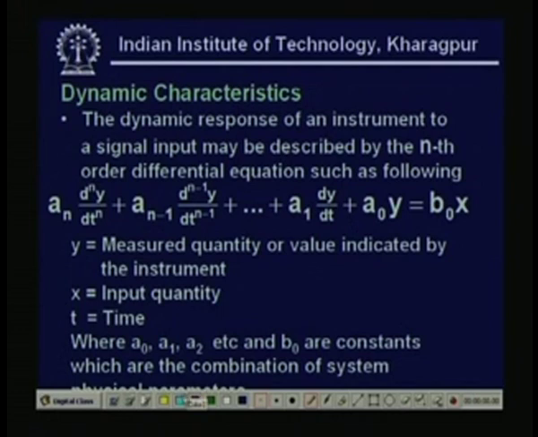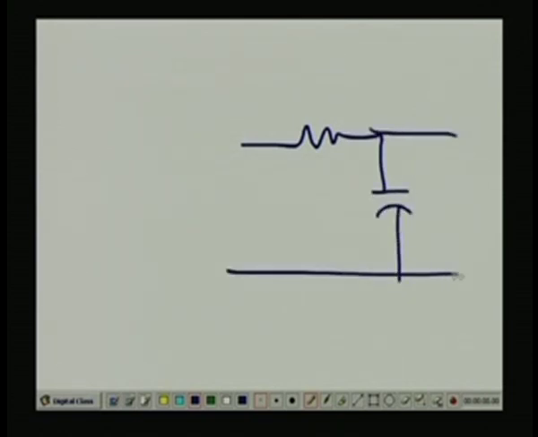What is the meaning of system physical parameters? Suppose I have an electrical circuit, then R and C will be the factors which it depends on. Suppose I have a simple electrical circuit with a resistance and a capacitance. So the physical constants will depend on the values of R and C.